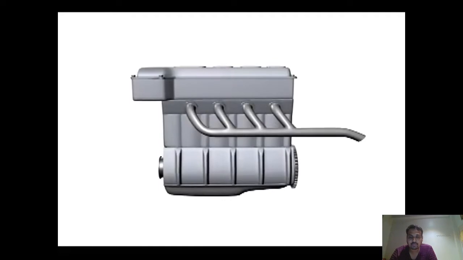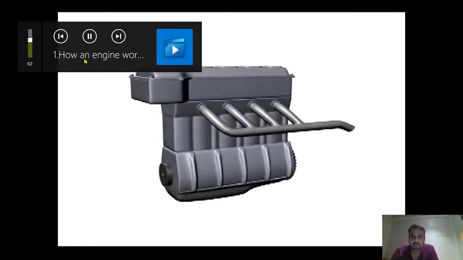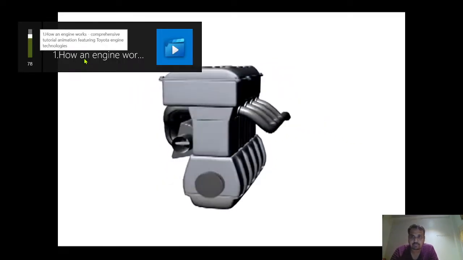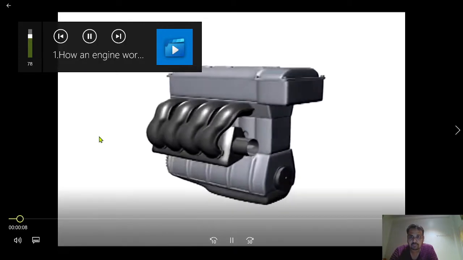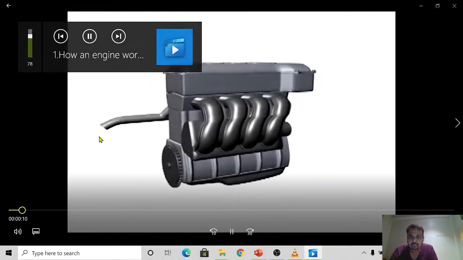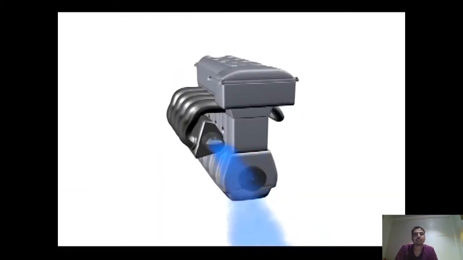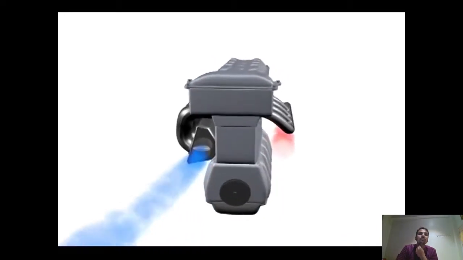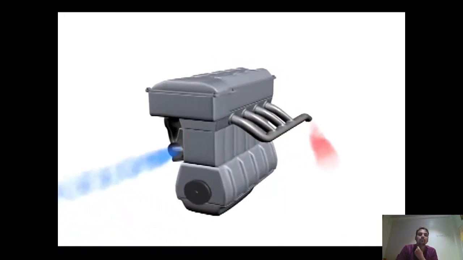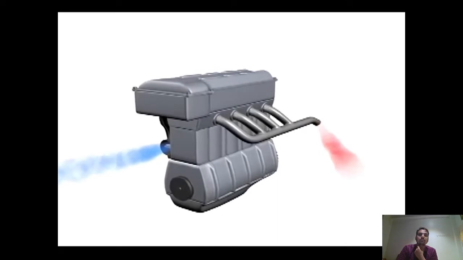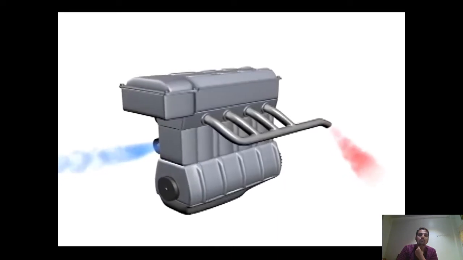We're going to explore some technologies that Toyota uses to maximize engine performance and economy and reduce emissions. First, we'll review the basics of how an engine works and some basic engine terminology. An internal combustion engine needs air and fuel to function. The more efficiently an engine breathes, the more efficiently it will produce power.